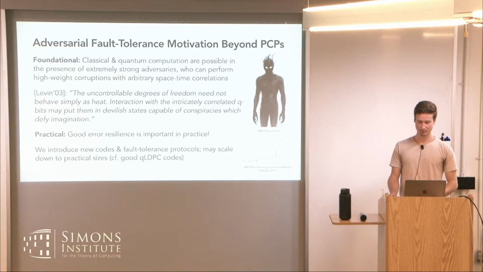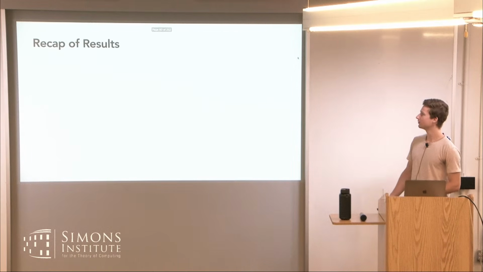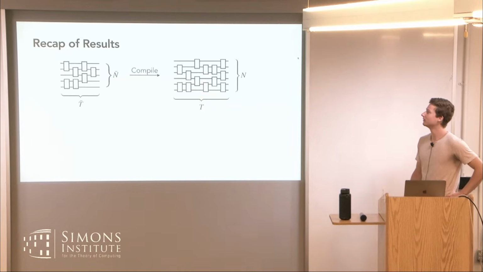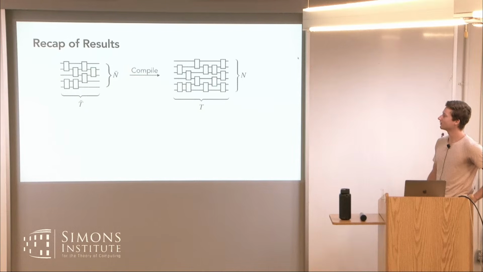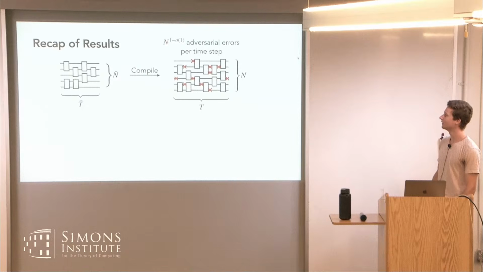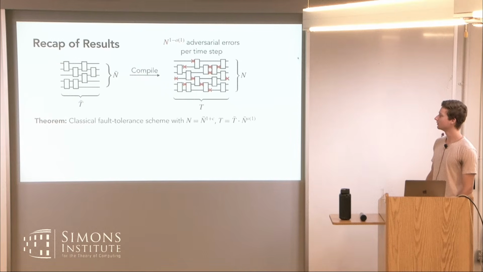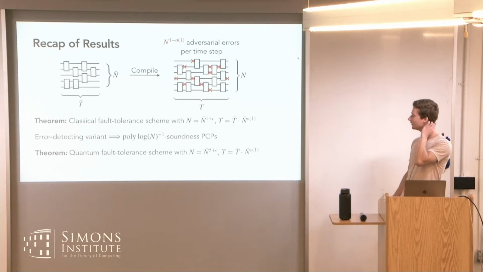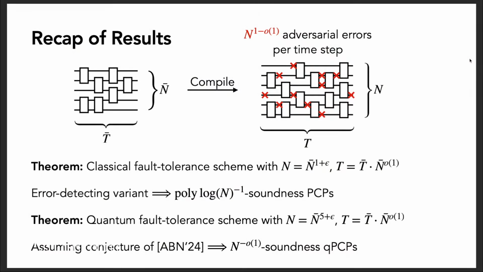So I guess we're roughly due for a break soon. Is that clock right? Yeah. So I might just give a brief recap. We give a way of compiling a logical circuit into a physical circuit so that the physical circuit is robust to an almost linear number of adversarial errors in every time step. We do this classically, and we get some classical PCPs up to polylog factors. We also do it quantumly, and we get a conjectural construction of quantum PCPs with subpolynomial soundness. So I think we can break.